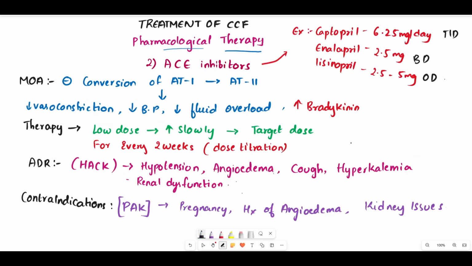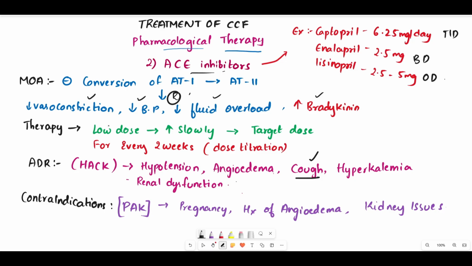Coming back to the second class, which is ACE inhibitors. The ACE inhibitors will be inhibiting the conversion of angiotensin 1 to angiotensin 2, which will be resulting in conditions like decreased vasoconstriction. That means it leads to vasodilation, decreased BP, decreased fluid overload, and ACE inhibitors will increase the bradykinin. Because of this increase in bradykinin, we will be having the side effect cough.